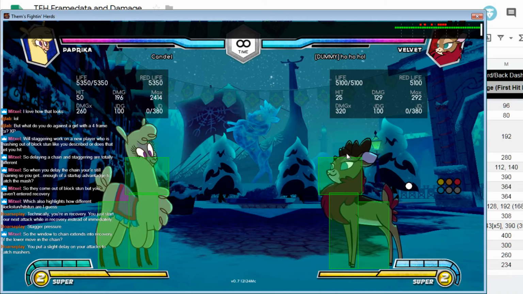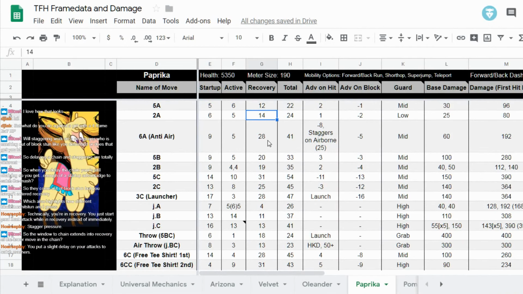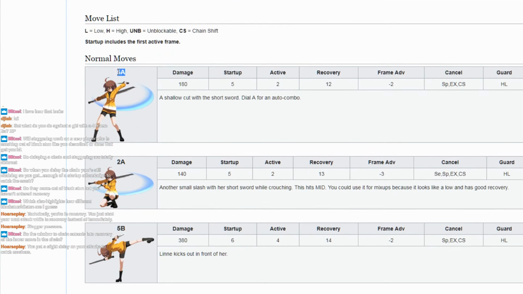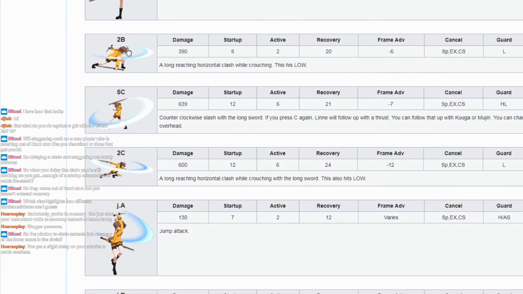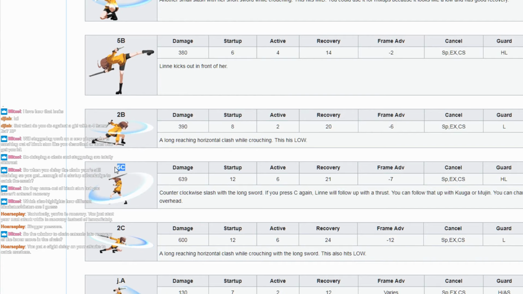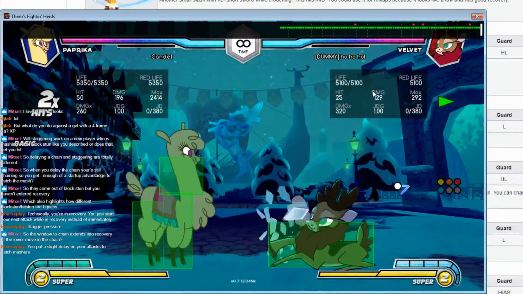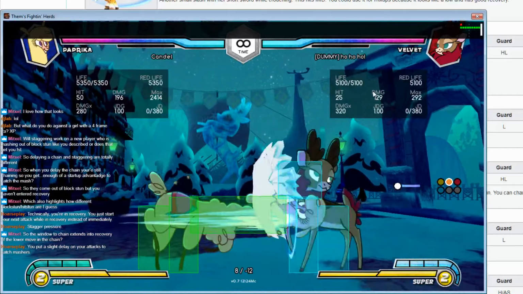Yeah, the window to chain extends completely into your recovery. This isn't always the case in other fighting games, but in TFH, at any point during the recovery frames, you can continue your chain. Like, other games, sometimes, let's look at this character here. Her 5A has a lot of time where you can chain into another normal, but if you try to chain out of something like her 5C, you have no time. You can't delay it at all. But in this game, you can delay any normal at any point during recovery.